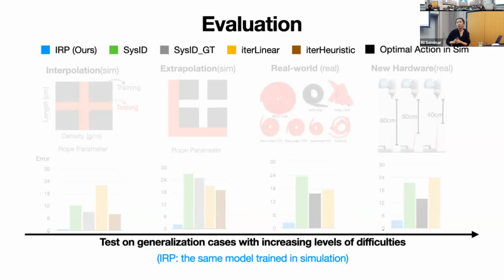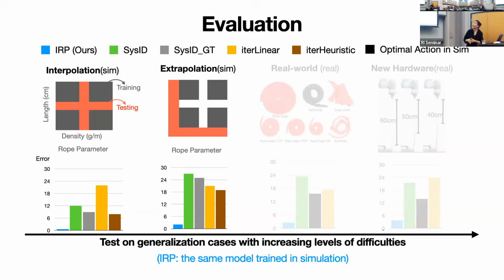And in our paper, we actually provide quite a detailed and systematic study to test the generalization capabilities of the learned delta dynamics model. In particular, we test the performance with increasing levels of difficulty with the same trained model that is trained in simulation. For example, we test on different rope parameters, both interpolating between the training parameters and extrapolating beyond the training parameters. If you're familiar with machine learning, you probably know that extrapolation oftentimes is much harder than interpolation.